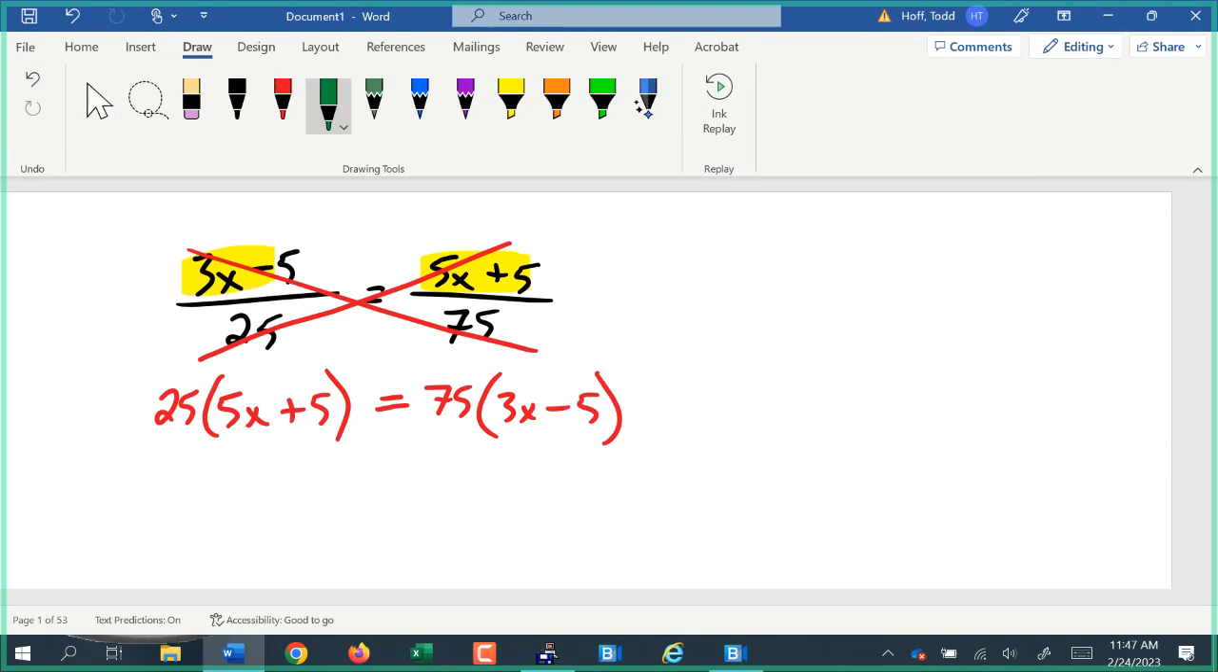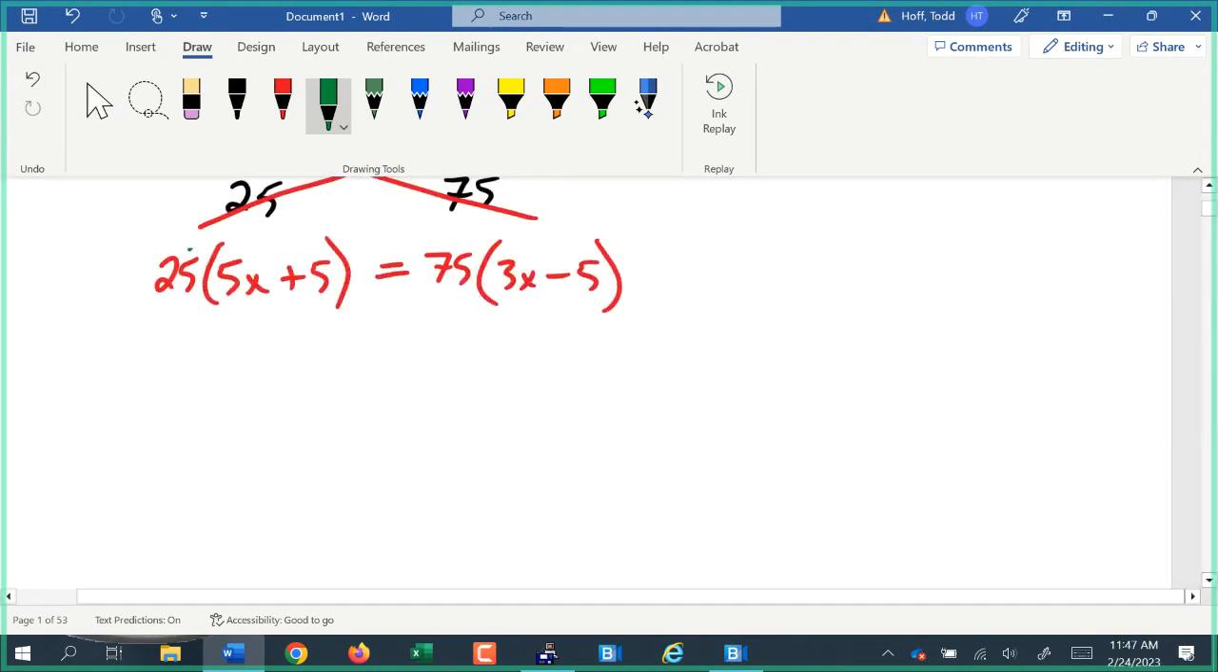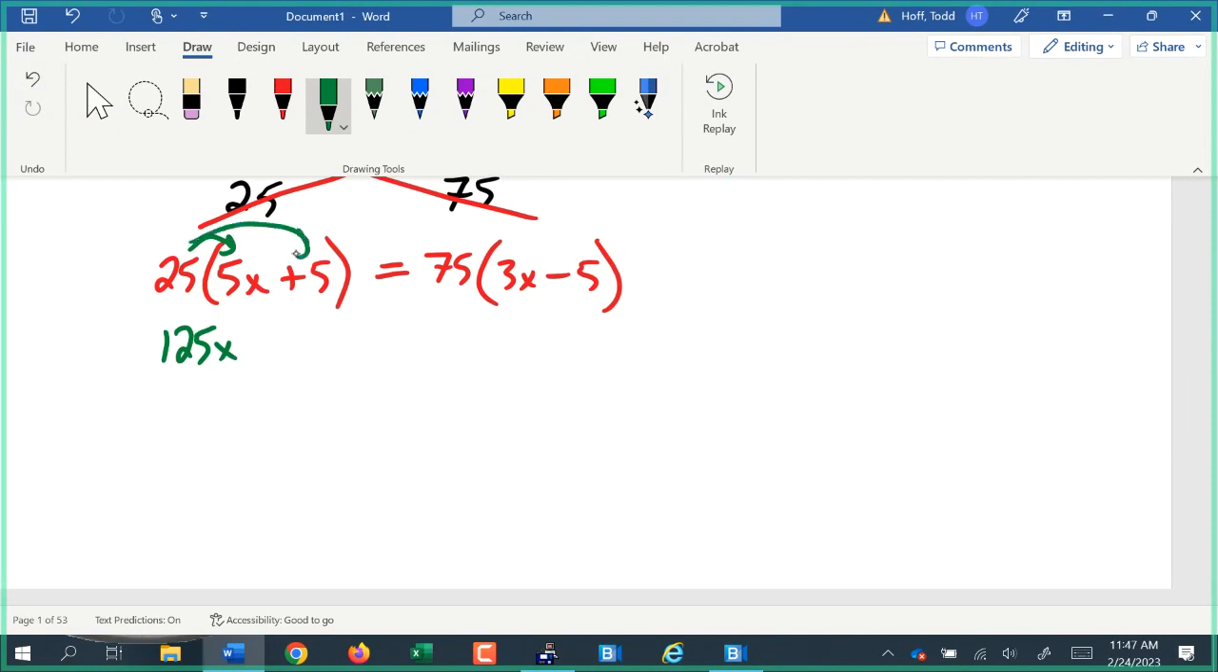We have to combine on each side. So over here, we're going to distribute the 25. 25 times 5x is 125x. And 25 times positive 5 is plus 125. That's all we can combine on the left side. Let's go to the right side. Here we have 75 times 3x. 75 times 3 is 225, so it's 225x. 75 times negative 5 is a negative 375. So we have combined everything we can combine on the right side.